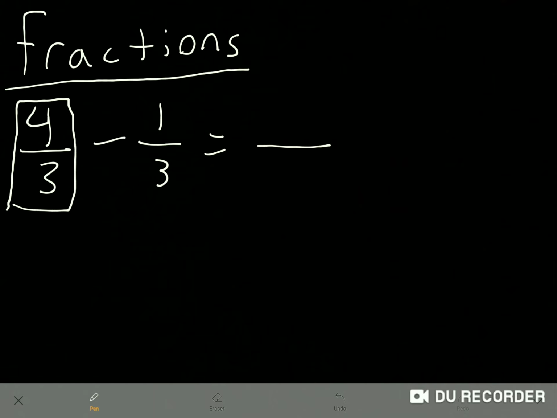So if we were to subtract this, we would do the same thing and it would be 3/3. And we know that we could simplify this to equal 1, because 3 and 3 share the common multiple of 3. And we can do the division equation.